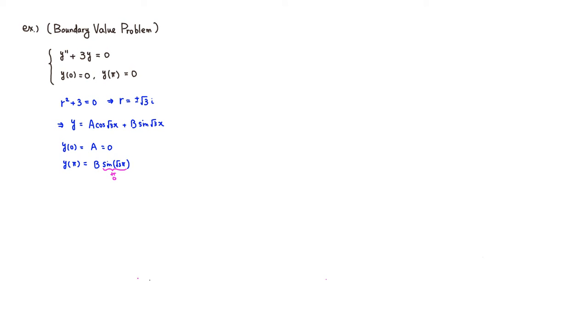But we know that y of pi has to be equal to 0. This means that by dividing through by sine of square root of 3 pi, we know that b also has to be equal to 0. So therefore, we only have a trivial solution. So y is equal to 0 is the only solution of this boundary value problem.